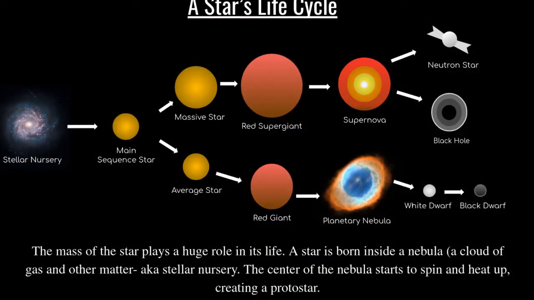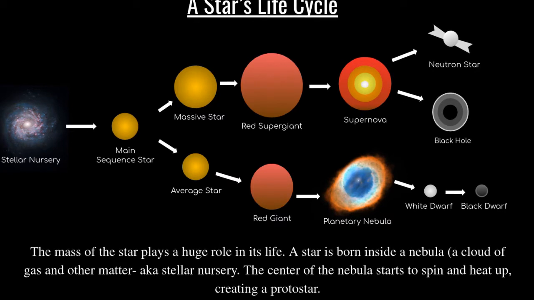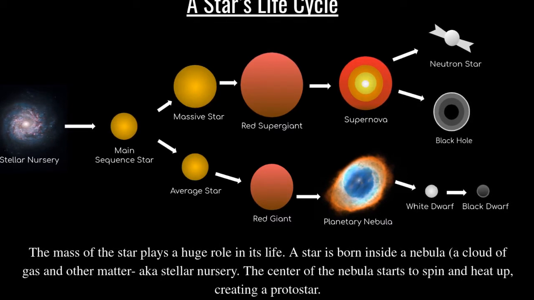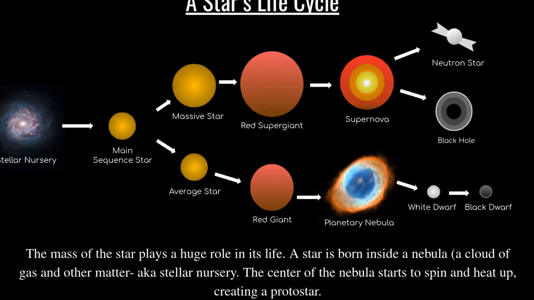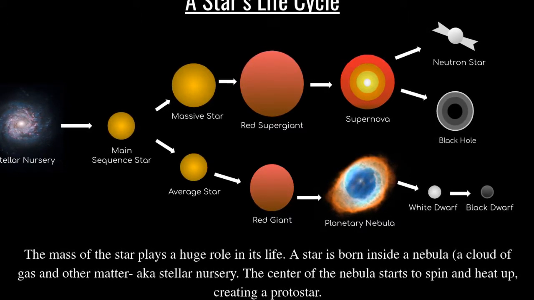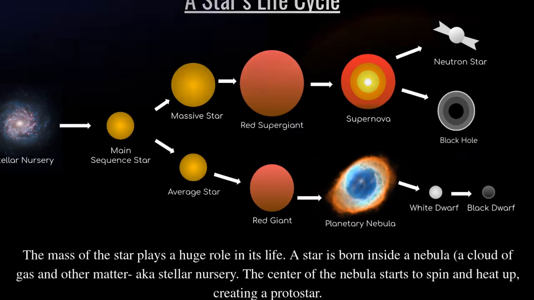The mass of the star plays a huge role in its life. A star is born inside of a nebula, which is a cloud of gas and other matter. It's also called a stellar nursery. The center of the nebula starts to spin and heat up, creating what's called a protostar.